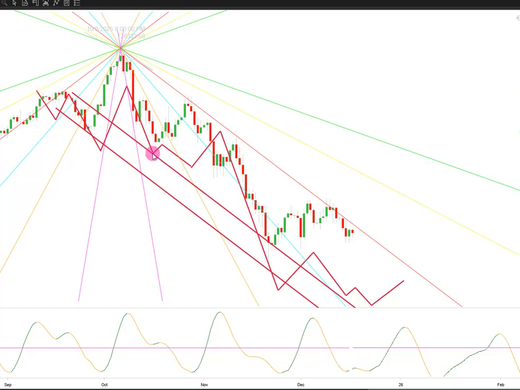Right there, the cycle bottomed the day before the market bottomed. It turned up and it peaked on the little high of the cycle. It was 2 days before the market peaked right here 2 days later on this big spike.